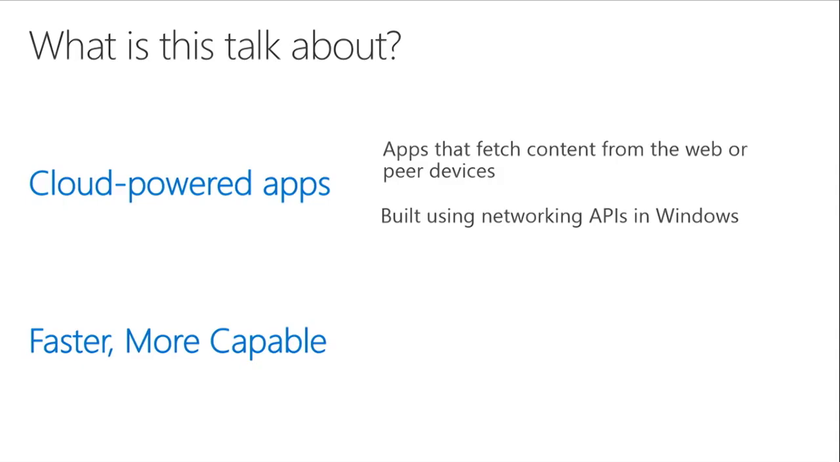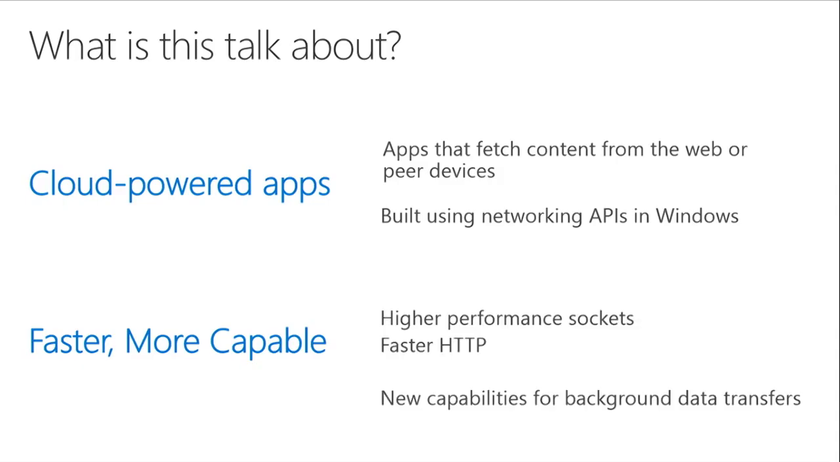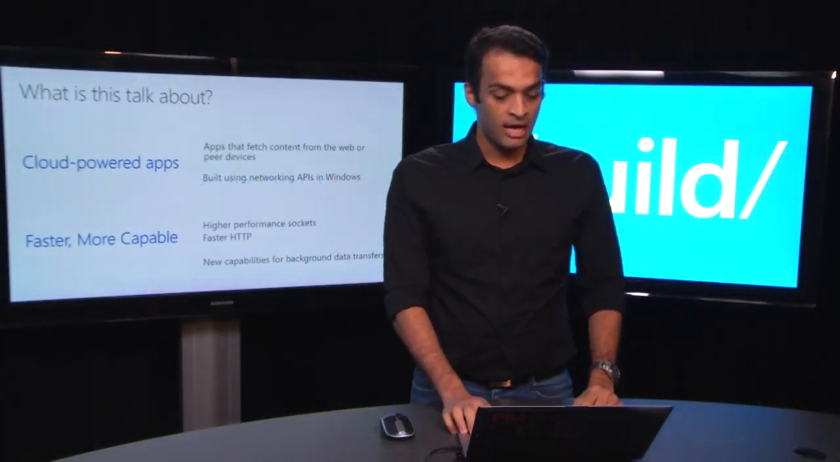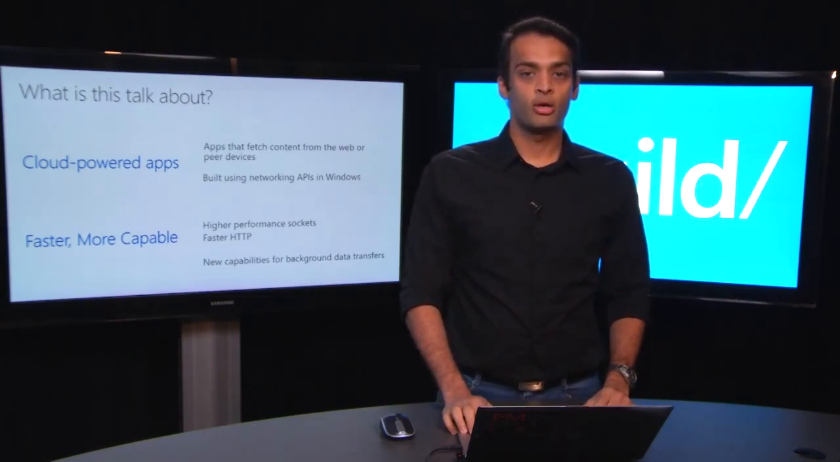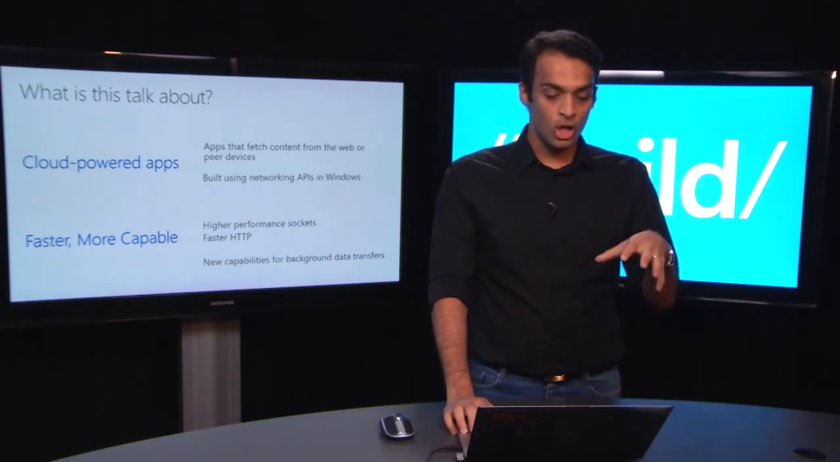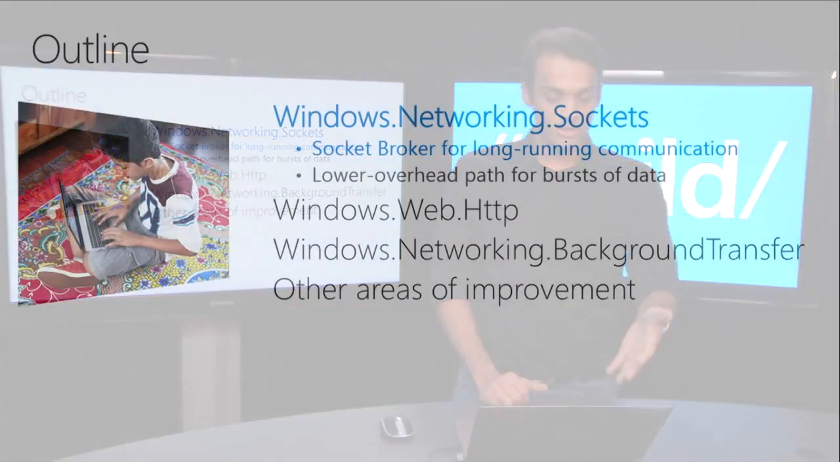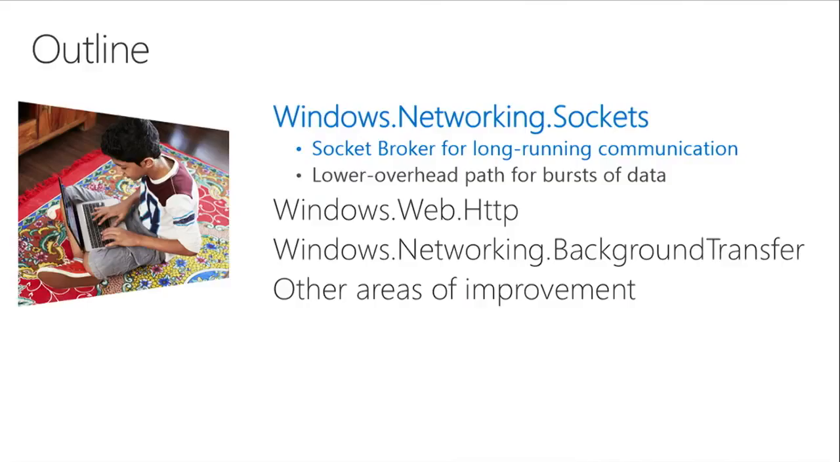Now, what do we mean by making it faster and more capable? We are going to provide higher performance sockets APIs that will let you do much faster peer-to-peer communication. We are also providing faster HTTP, and this will help you improve the performance of your web services code. And finally, we are adding new capabilities to our background data transfer APIs. So in this talk, we'll go through these one by one, going up the stack. We'll start with sockets, we'll then go over to HTTP, then we'll talk about background transfer, and finally we'll hit a summary of some of the other improvements we have in this area.